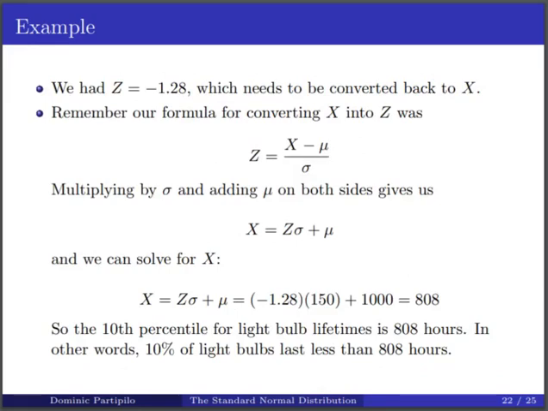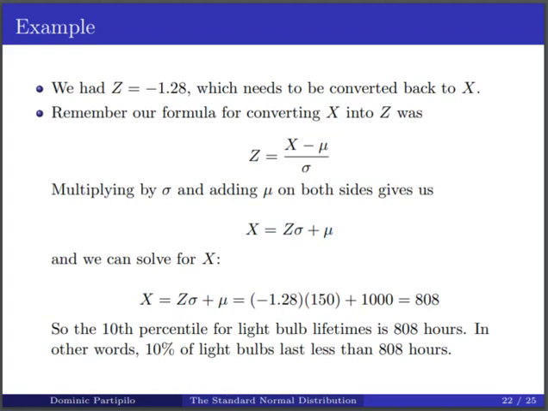Remember, our formula for converting x into z was this. This is the way we standardize x. We would subtract the mean and divide by the standard deviation. And all we need to do to get an explicit expression for x, to get it by itself on one side, is to rearrange this formula. We can multiply by sigma on both sides and then add mu on both sides, and we're going to be left with this. X is going to be z times sigma plus mu.